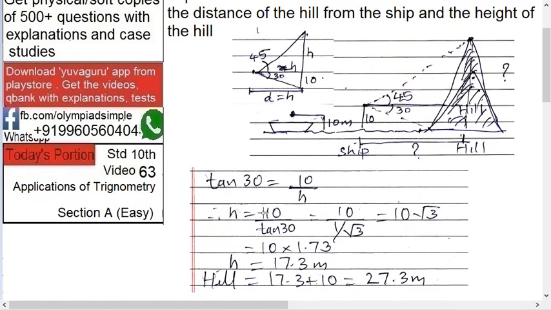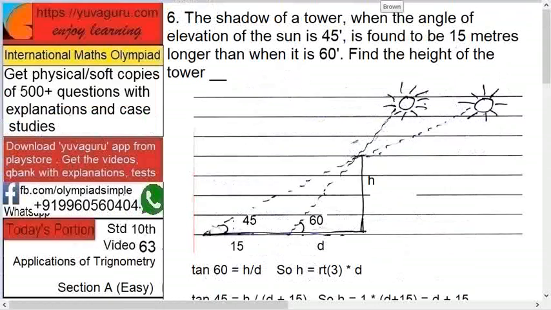Meters. Now hill is what? You know, 10. This is the total height, 10 plus h, right? So 17.3 plus 10, so 27.3 meters. Or if it's in root 3, it will be 10 root 3 plus 10.